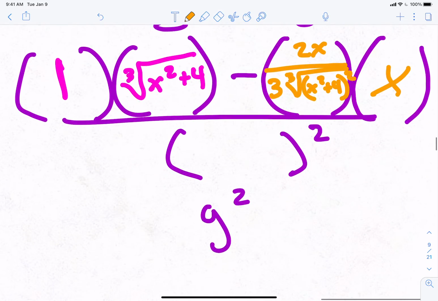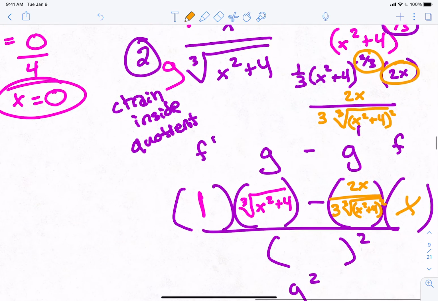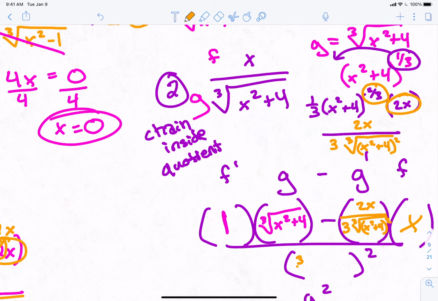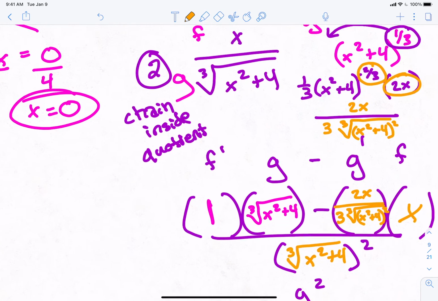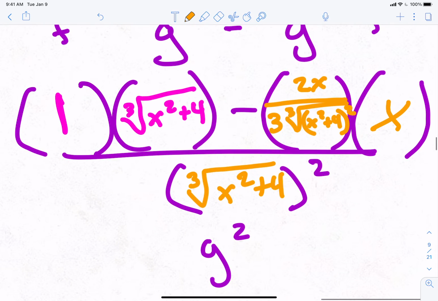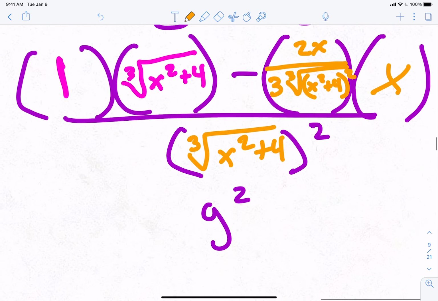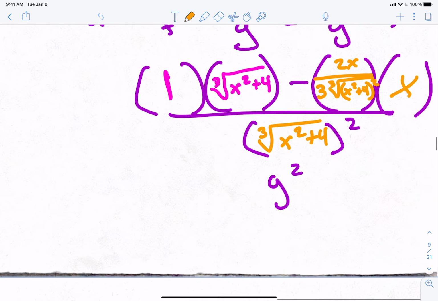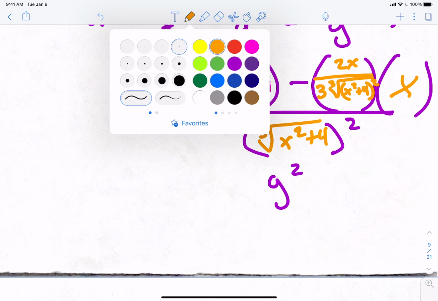The bottom is the cubic root of x squared plus 4, and I have it squared there. I'm just putting that g in there. We're not going to go crazy simplifying. We're only going to simplify enough to get rid of some parentheses. Get rid of the 1.